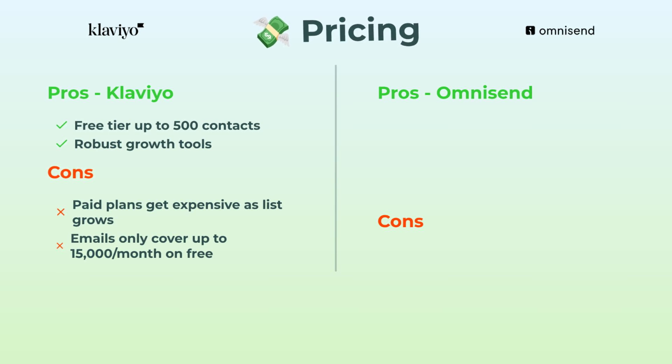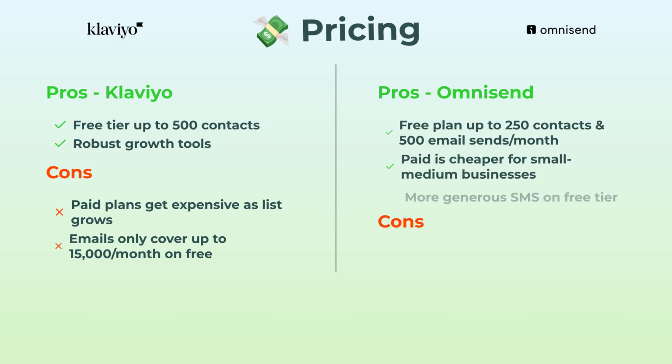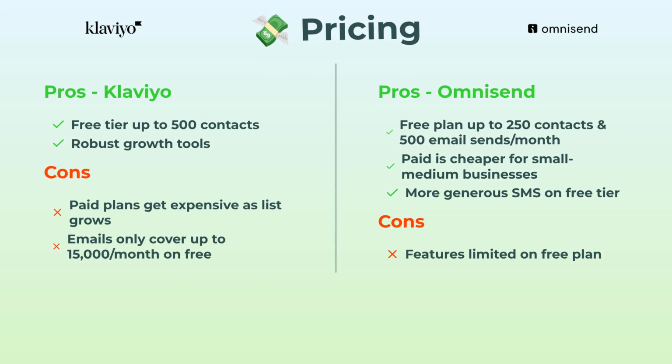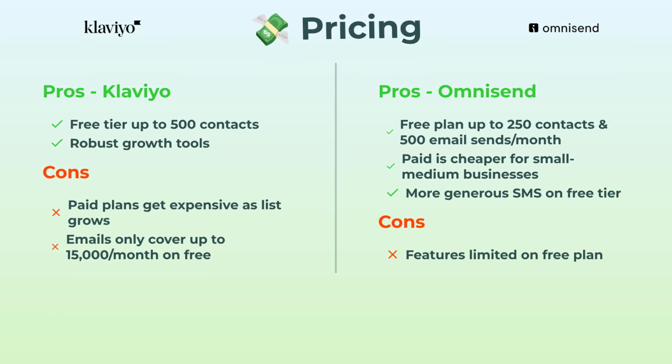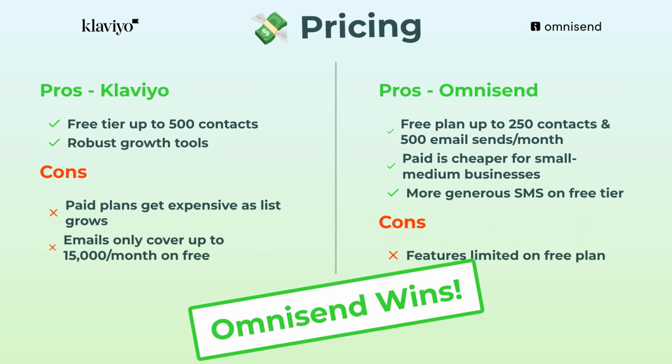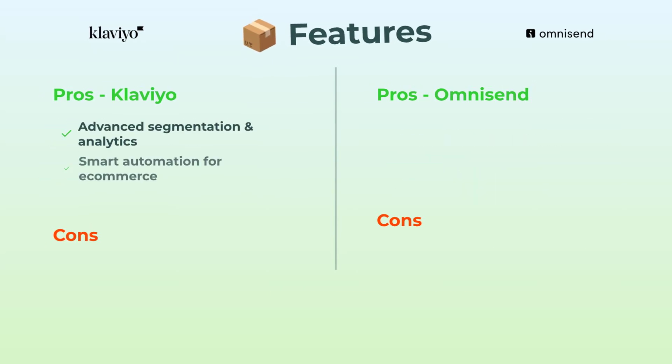Now, Omnisend's free plan is more for if you're just getting started, 250 contacts and 500 messages, which is not mind-blowing, but their paid plans are actually more wallet-friendly if you've got a smaller or medium list. Plus, more free SMS on the starter tier, which, okay, that's a nice touch. Although, yeah, you are missing out on some features unless you upgrade, so when it comes to affordability, Omnisend takes this one.